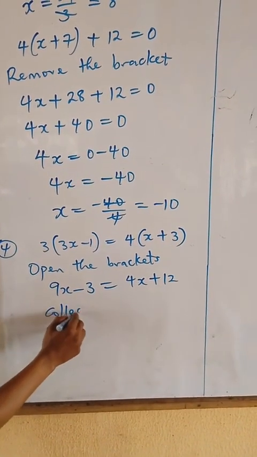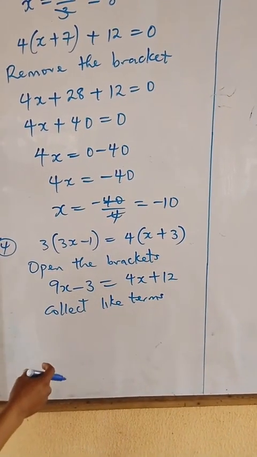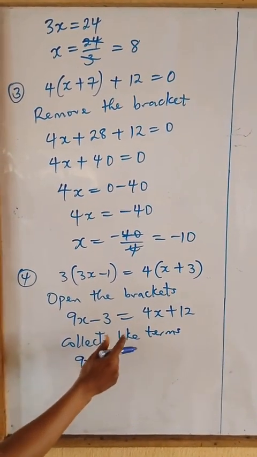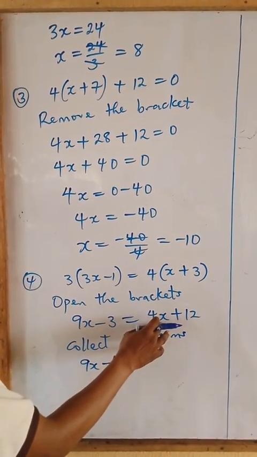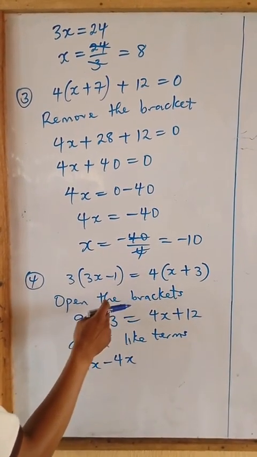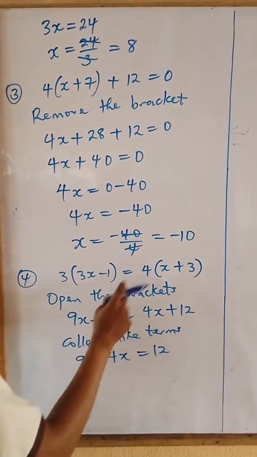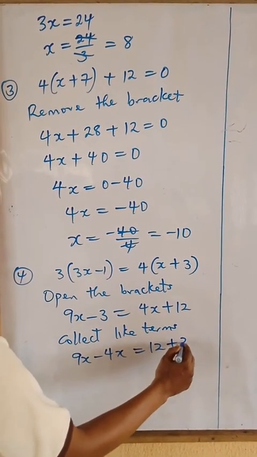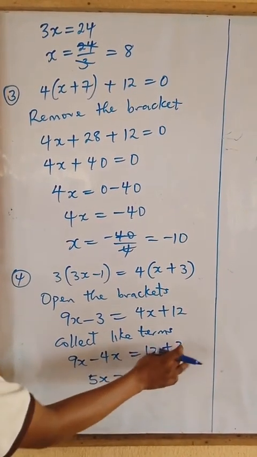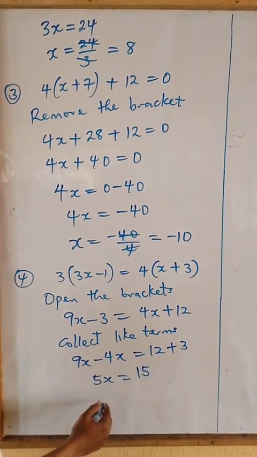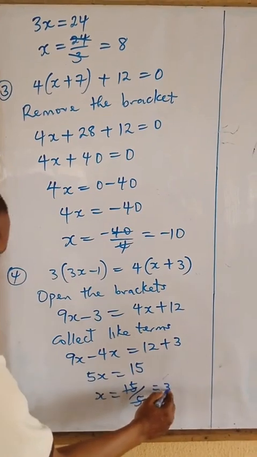And we are going to collect like terms. By the time we collect like terms, we are going to have 9x minus 4x, because 9x and 4x, they are like terms. And by the time 4x comes to the other side of the equation, it's going to be minus. Then we are going to have 12. By the time minus 3 goes to the other side of the equation, it is going to be plus 3. So 9x minus 4x will give us 5x. Then 12 plus 3 will give us 15. Then we are going to divide both sides by 5. So we are going to have 15 over 5, which will give us 3.